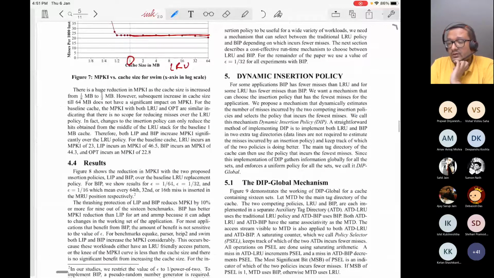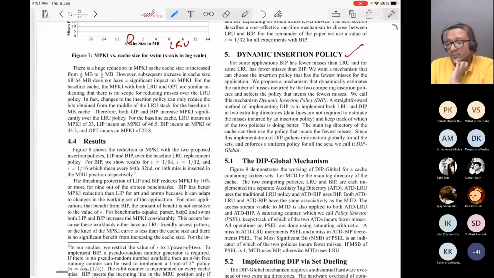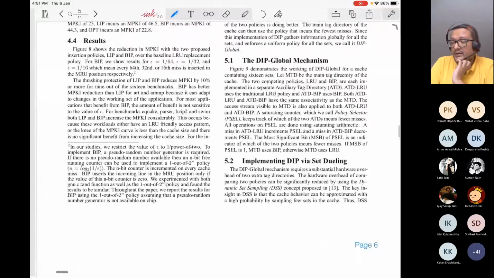So now you are entering into the idea of dynamic insertion policy and how exactly they implemented it. They are saying that they implemented it using set dueling.